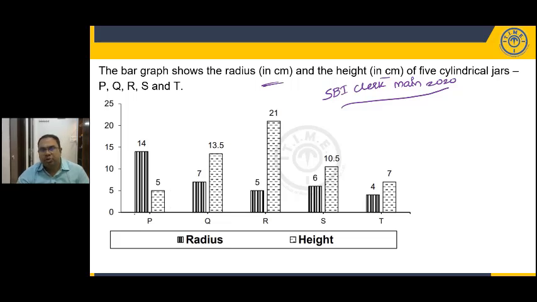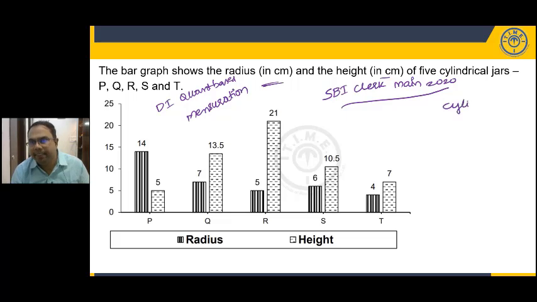Friends, to answer this question, this is DI quant based. That means he has clubbed your quant concept. What was that concept? The mensuration concept. If you don't know mensuration formulae, then you cannot answer this question. Now, when you look at a cylinder, we have a curved surface area. What is the formula for curved surface area of a cylinder? You should know this. Otherwise, you cannot answer.